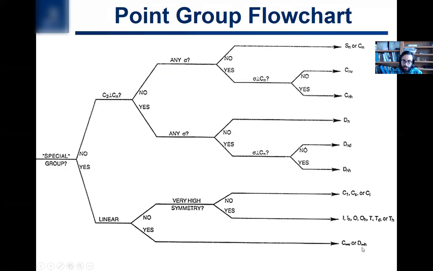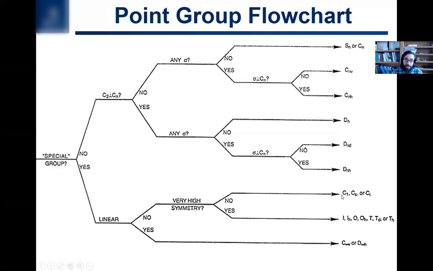D infinity H also has a sigma H. That's why it has H in its name, but knowing the difference between D and C is important, okay? If you say, no, it's not linear, you're going to go to very high symmetry. And if you're asked a question, is it very high symmetry? No. Okay, if it's not very high symmetry, there's only 3 options that aren't covered by these other ones.